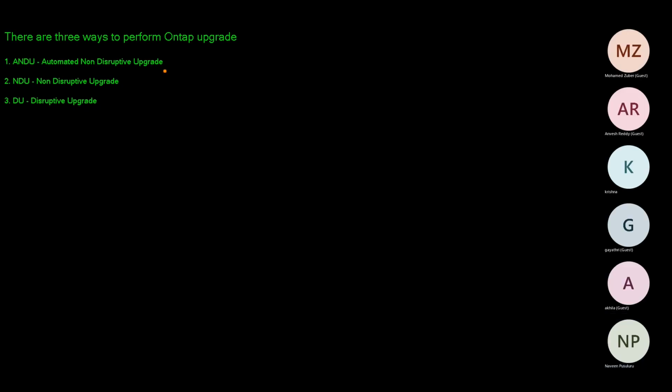So what is ANDU? The name itself is stating it is an automated non-disruptive upgrade. That means everything will be taken care of by ONTAP automatically on its own. You just need to run a single command. After that, everything like rebooting the controllers, ONTAP installation, controller rebooting, service failover, everything will be taken care of by ONTAP only. You don't need to do anything, just run a simple single command.